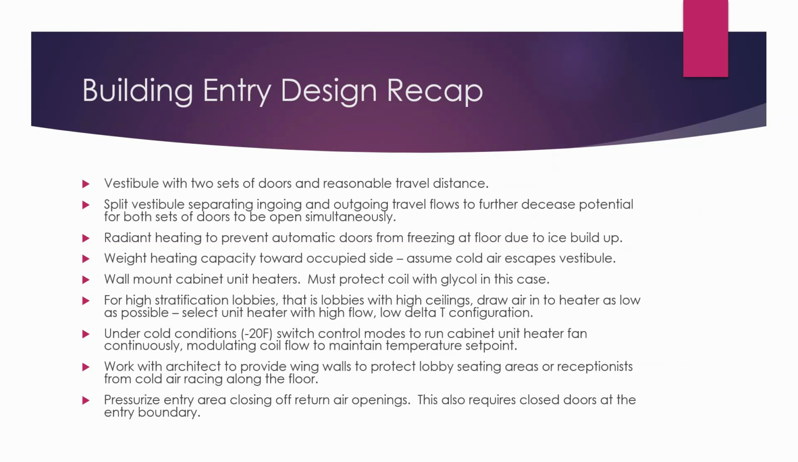Wall-mounted cabinet unit heaters are the best way to go. You've got to protect the coil with glycol in this case. For high stratification lobbies, that is lobbies with high ceilings, drawing air into the heater as low as possible, select a unit heater with a high flow, low delta T configuration. Under cold conditions at minus 20 F, switch control modes to run the cabinet unit heater fan continuously, modulating the coil flow to maintain temperature set point.